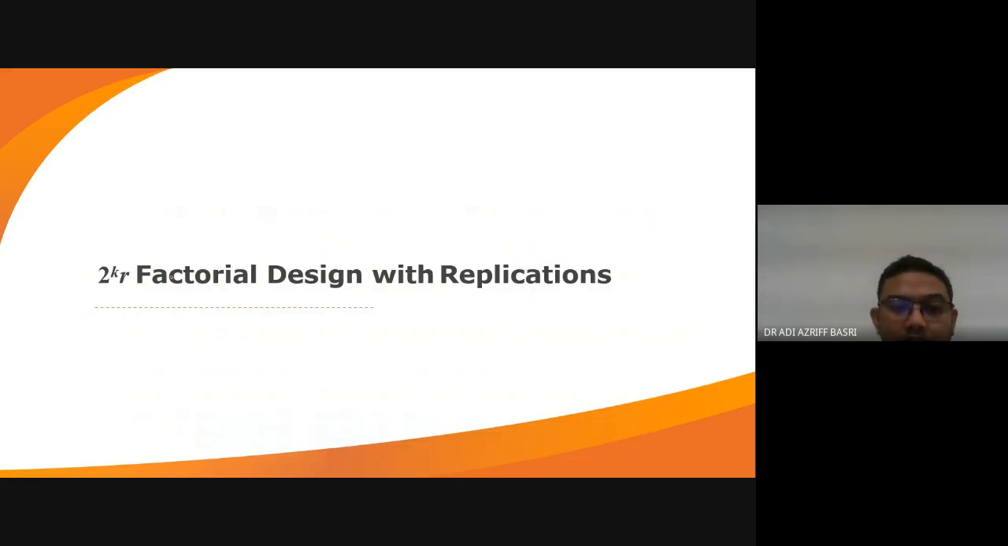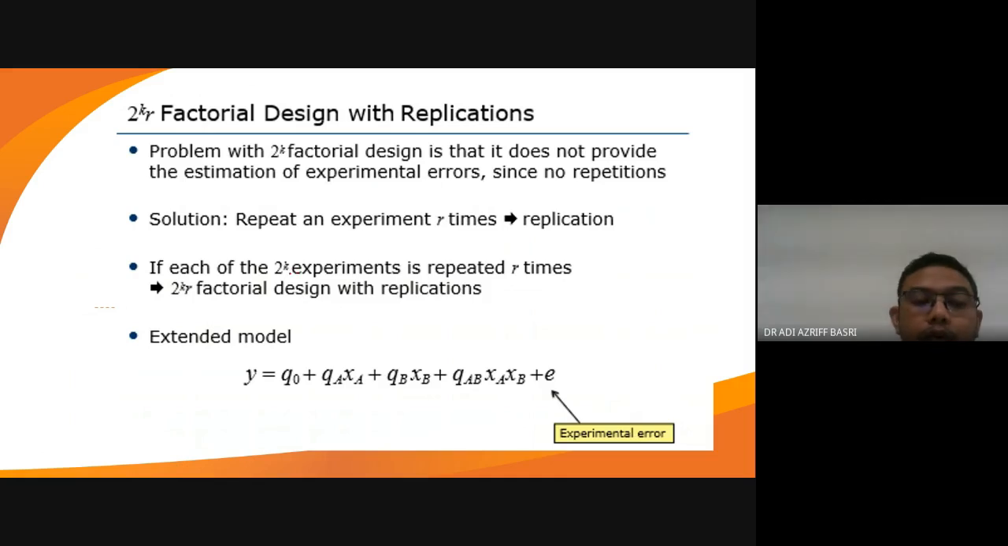Okay, so this is a factorial design with replications. What is factorial design with replication? The problem with 2 power of k factorial design is that it does not provide an estimation of experimental error, as just now. So there are no repetitions. So the solution is to repeat the experiment for r times, replication. Okay. So if each of the 2 power of k experiments is repeated r times, it becomes a 2 power of k r factorial design with replications. So this is the extended model, for example, just now, then plus the experimental error.